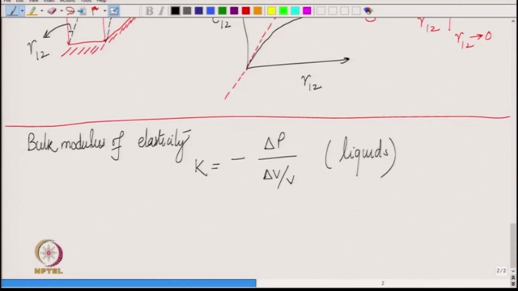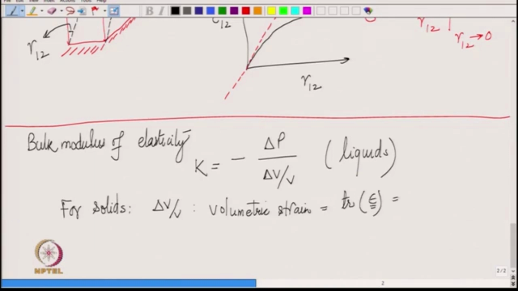Now, how can we define this for solids? What is the meaning of pressure in case of solids? See, the denominator delta V by V, we know what does it mean for solids, is not it? So, for solids, delta V by V, that is nothing but volumetric strain, is not it? And we know this is equal to trace of the strain tensor, and that is also equal to epsilon 1 plus epsilon 2 plus epsilon 3. Okay. Now, what is the meaning of pressure for solids?